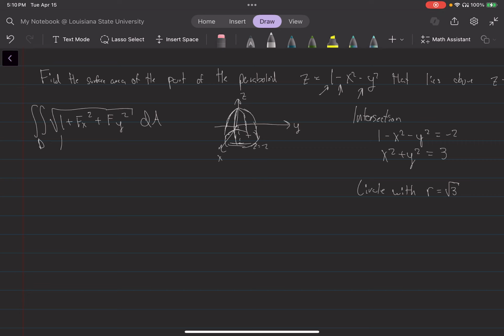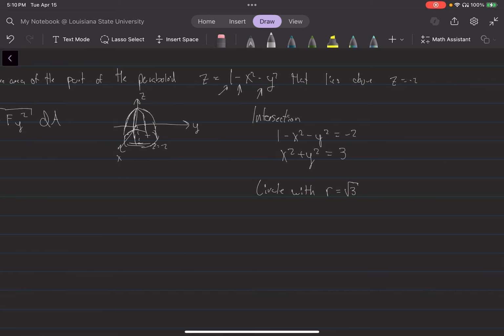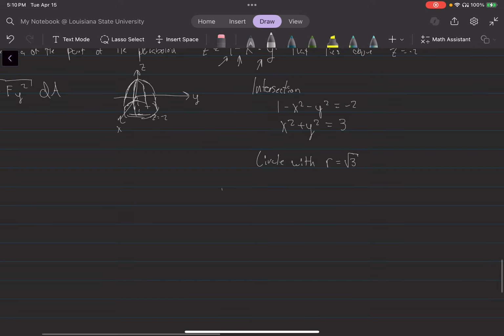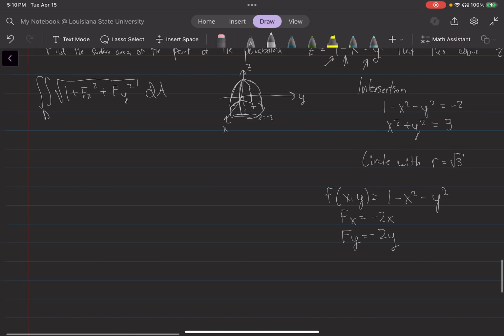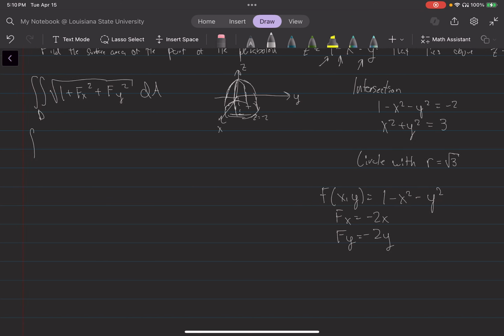So it's 1 plus the partial derivative with respect to x squared plus the partial derivative with respect to y squared. So what is our function f? It's going to be our upper bounding function, which in our case is 1 minus x squared minus y squared. So our partial derivative with respect to x is -2x. Partial derivative with respect to y is -2y. Plugging into the formula.